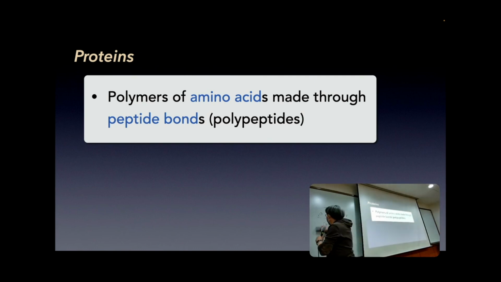Sometimes protein does not mean a single individual polypeptide. Sometimes it has four different parts. Actually, a very good example is hemoglobin.